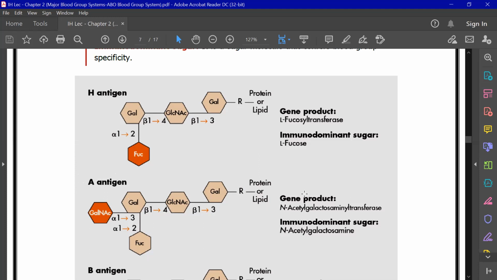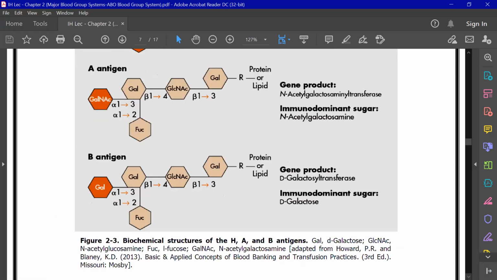Intindihan? So the gene product in the formation of your A antigen is the N-acetylgalactosamine transferase. What immunodominant sugar confers for the specificity of your A antigen on the red cell? That is your N-acetylgalactosamine. Okay, so that is the immunodominant sugar for your A antigen formation.